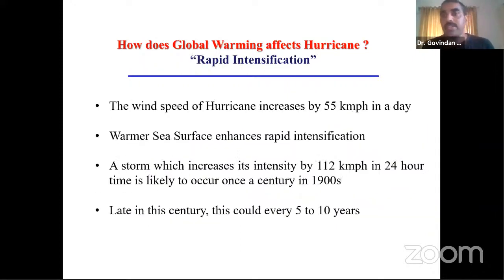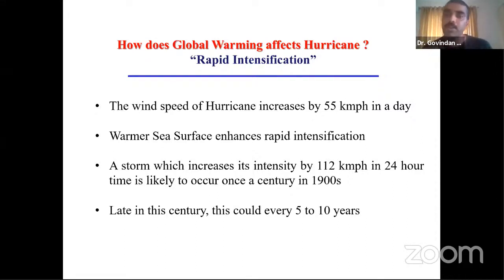Another thing is rapid intensification of the cyclone. If the wind velocity increases by almost 55 kilometers per hour, we can only imagine it, because a typical car speed is 40 to 60 kilometers per hour. If the wind speed increases by 55 kilometers per hour in one day, we call that a rapidly intensifying cyclone. Such events were very rare in past decades. But recently, rapid intensification of tropical cyclones is becoming much more frequent.